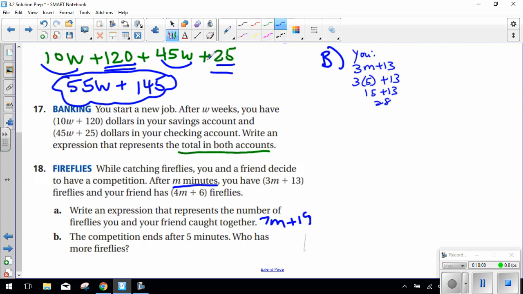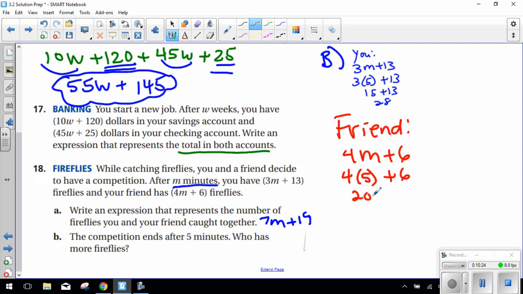And then for your friend, let's change color. For your friend, let's see, your friend is 4m plus 6. So 4 times 5 plus 6. 20 plus 6 is 26.